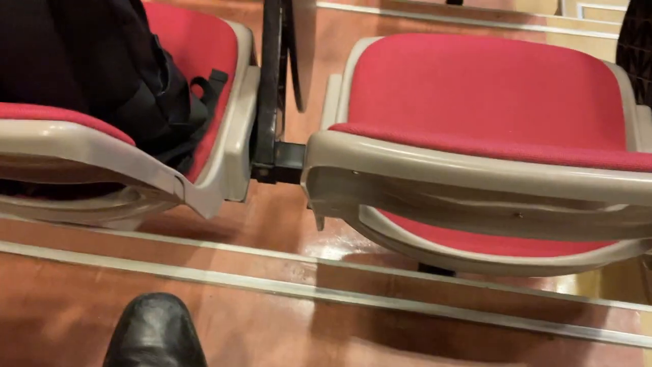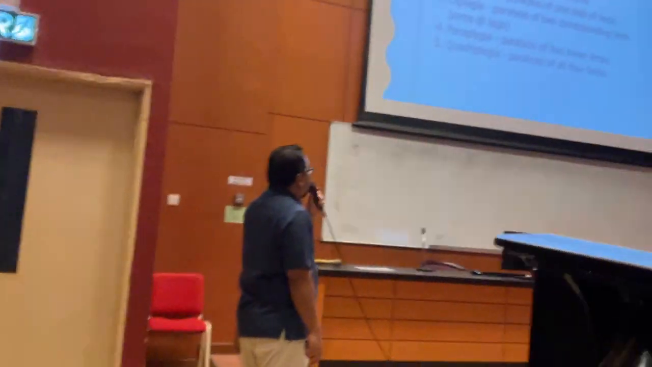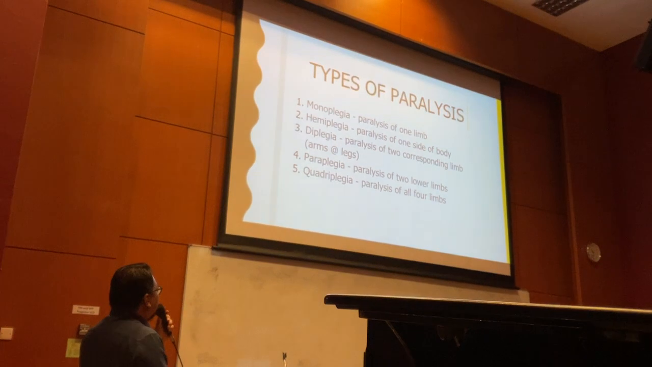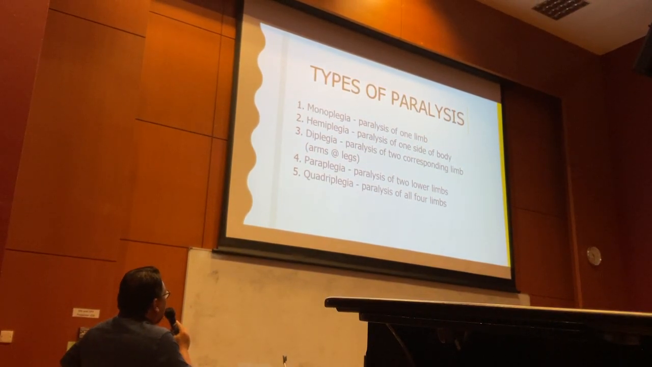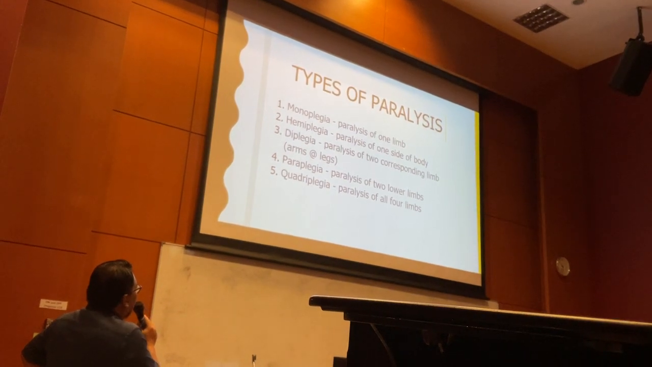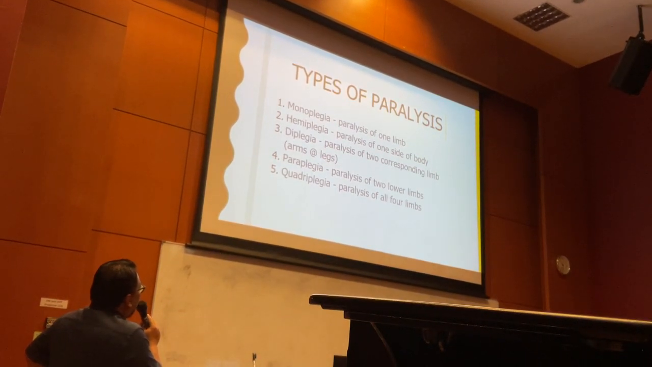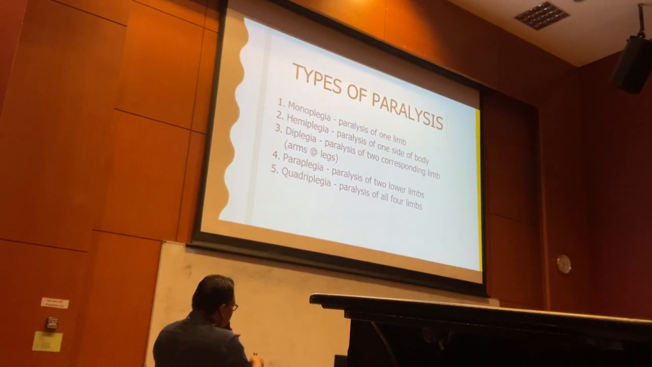Hemiplegic or left hemiplegic, so they involve everything from top to toe. And then diplegia, paralysis of two corresponding limbs, sama ada arm sahaja ataupun leg sahaja. Okay, so paraplegia, paralysis of two lower limbs, and quadriplegia, paralysis of all four limbs. Okay, this is a term.